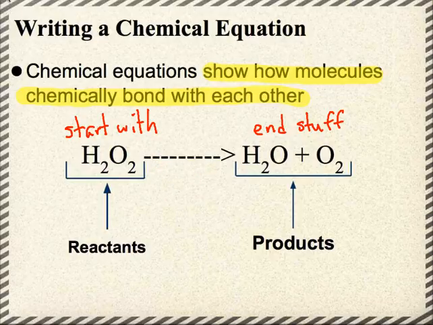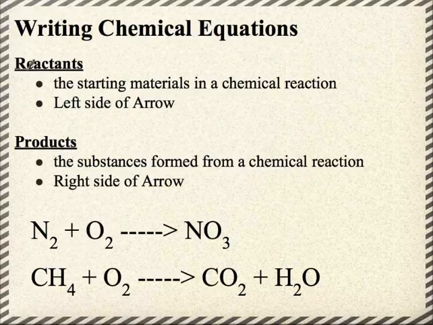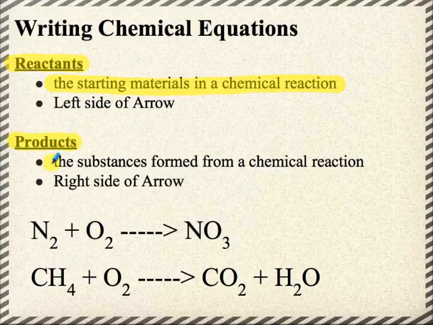Okay, so let's dig a little deeper and talk about what is a reactant. Reactants are, again, the starting materials in a chemical reaction, and these are always on the left side of the arrow. So it's really, really simple: left side, right side. The reactants are on the left. And then we've got the products. These are our end things again. These are the things that are formed through a chemical reaction. Again, it's the end product.